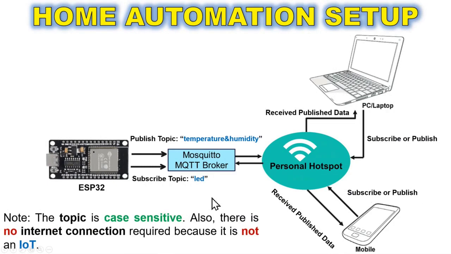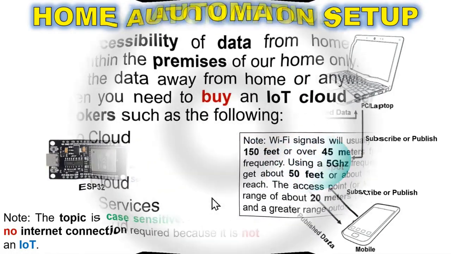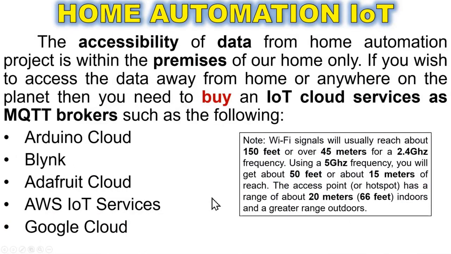Note that the topic is case sensitive. Also, there is no internet connection required because it is not an Internet of Things. The accessibility of data from the home automation project is within the premises of our home only.